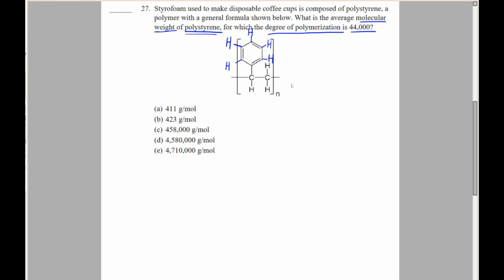So now we can just add up all of the molar masses of all of these elements and then multiply it by 44,000 to get our answer. So we have to count the number of carbons and hydrogens, which make up this monomer. So we have 1, 2, 3, 4, 5, 6, 7, 8 carbons, and then we have 1, 2, 3, 4, 5, 6, 7, 8 hydrogens.